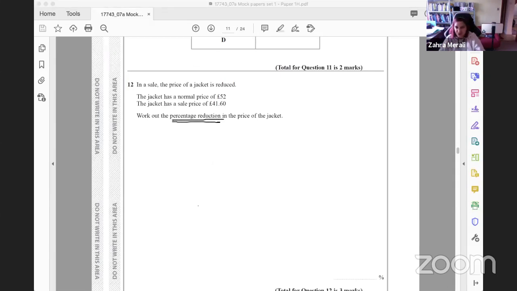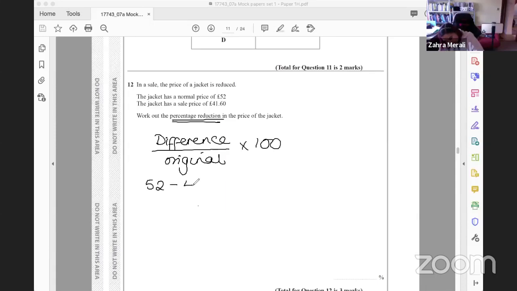That's the percentage decrease. Whenever you have a percentage increase or decrease, you want to start off by finding the difference. So your formula is the difference divided by the original times 100. No matter whether it's an increase or a decrease, you're looking at the difference, dividing it by the original cost and timesing it by 100. So let's see what the difference is. We've got 52 take away 41.60.